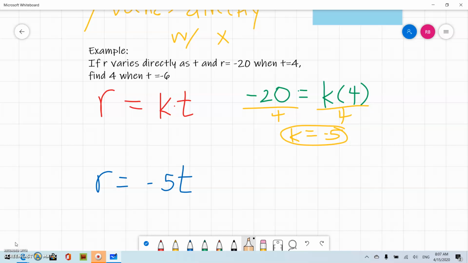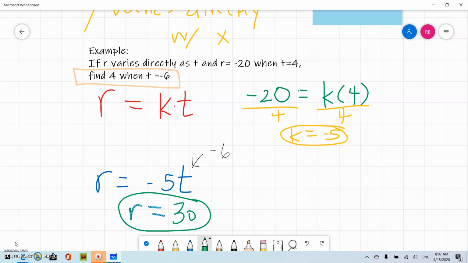What we really need to find is r when t is equal to negative 6. So let's plug in negative 6 where t is. Then r is negative 5 times negative 6, which is 30. So the answer is r equals 30. Sorry, it's asking for r. Okay, so not so bad, right?